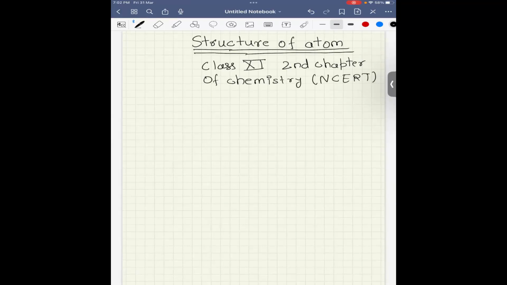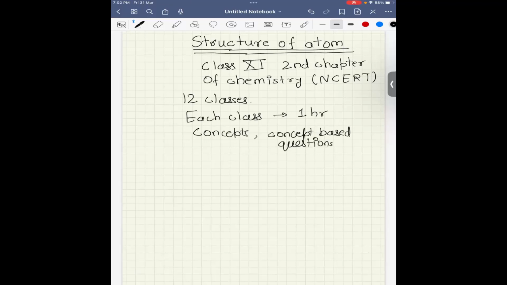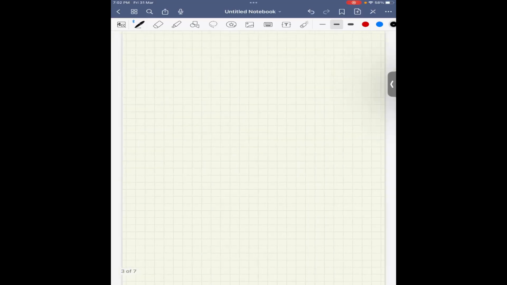I'm planning to cover this chapter in 12 weeks or 12 classes. Each class will be a 1 hour class, and in each class I will be teaching concepts and then concept based questions, which you can also call DPP, daily practice problems. I will give this at the end of each class, which you have to solve and come in the next class, and if you have any doubt you can ask me. With this, let us start.